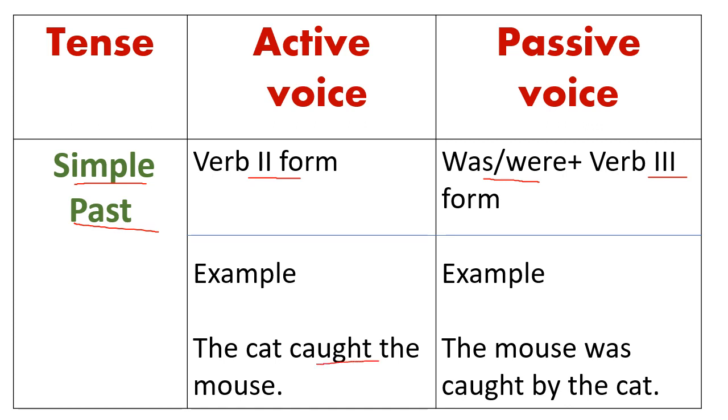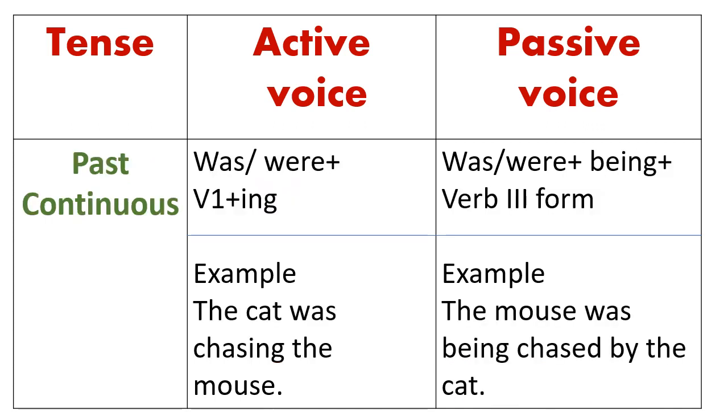The cat caught the mouse. The cat is the subject. It will become the object in passive voice. The mouse is the object in active voice. It will become the subject in passive voice. So the mouse, the cat, and before the cat, by. Now it comes to caught. V2 will change into was/were plus V3. The mouse is singular, so I will use was. And what is the third form of caught? Caught. So the sentence becomes the mouse was caught by the cat. Okay.